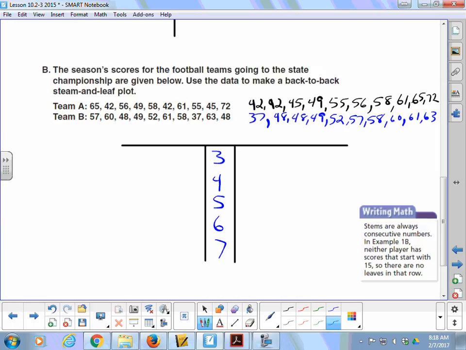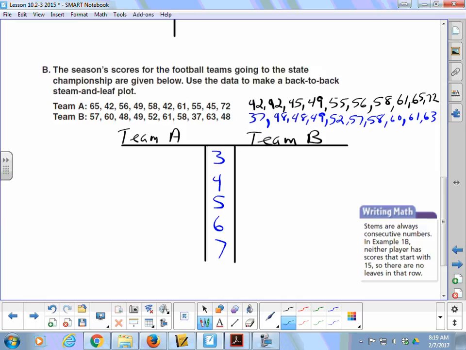Now we need to label this a little bit. We're going to put Team A on the left, and Team B on the right. Now, the stem is always where the smallest numbers are going to go. So you could say this is the 30s, the 40s, the 50s, the 60s, the 70s. The closest number to the stem goes closest to it. You have to remember that everything works from the middle out.